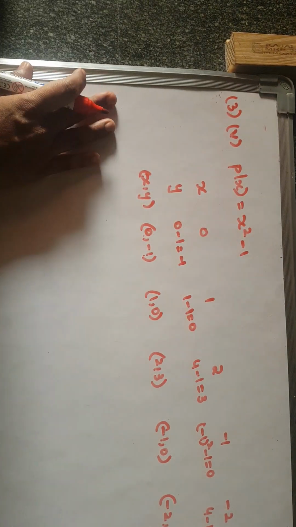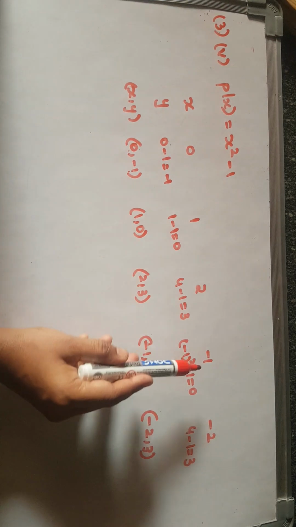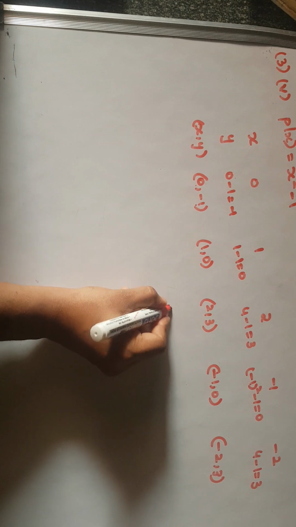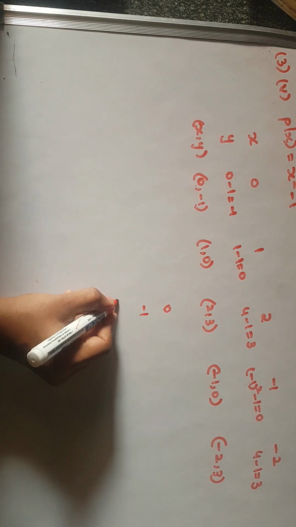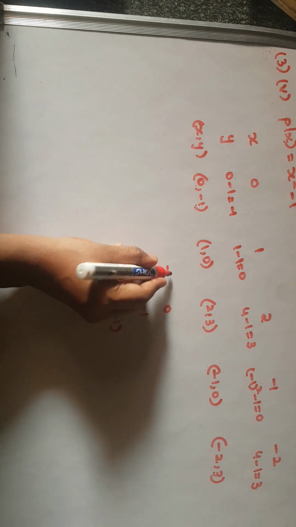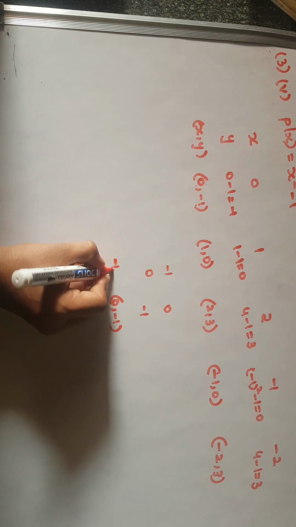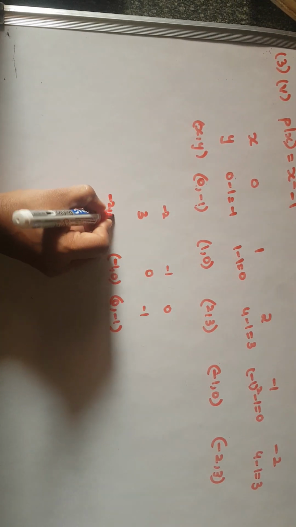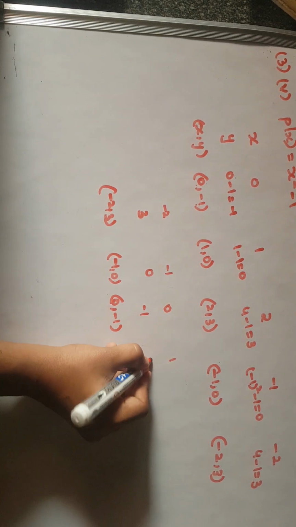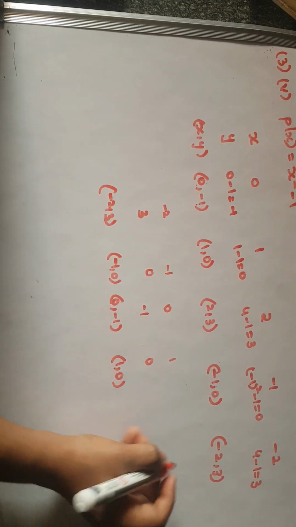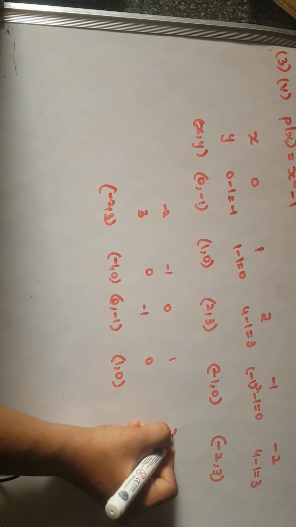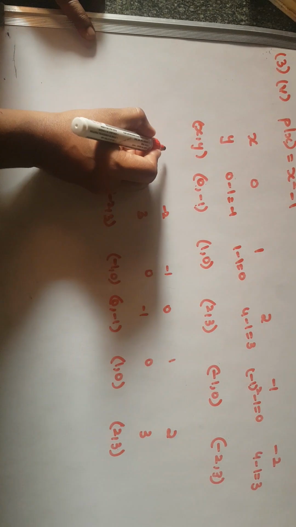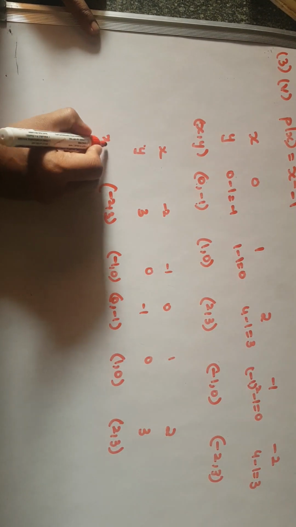You have to take any of the values. I am taking 0, negative 2 values and positive 2 values. You can represent like this also. You can put 0 in the middle: 0 comma minus 1, and take the negative side on this side. Minus 1 comma 0, minus 2 comma 3. And here you can take positive values: 1 comma 0, and 2 comma 3. You can take like this also. This is the value of x and this is the value of y. This is x comma y.